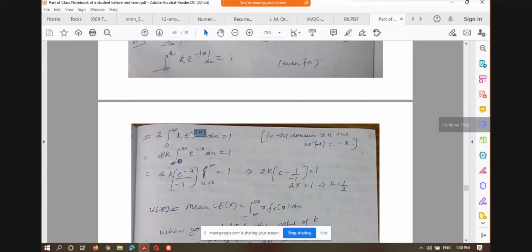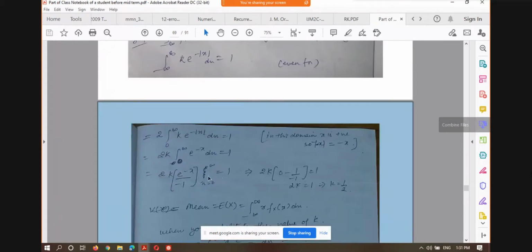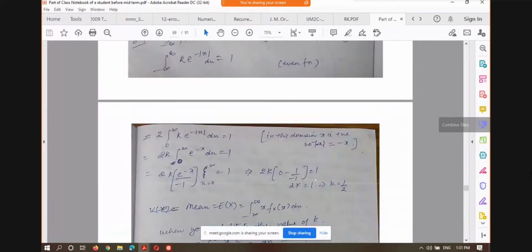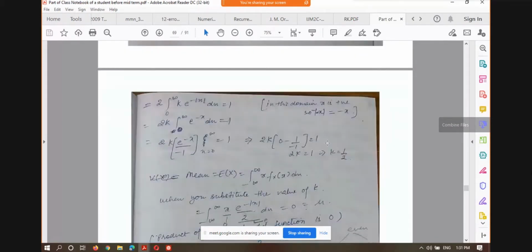So we will write, because when x is greater than 0, mod x is actually x, and when x is less than 0, mod x is actually minus x. So since in this domain of integration x is greater than 0, mod x can be replaced by simply x, and then its integration is e raised to power minus x upon minus 1. Then you substitute the lower limit and upper limit. For the upper limit it is 0, for the lower limit it is like this. And after simplification you will get the value of k as 1 by 2.